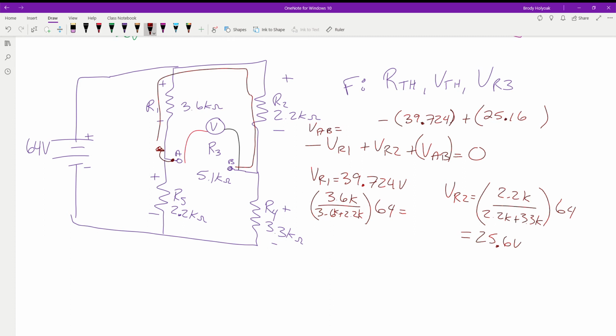Yes. So AB. So we are measuring it in this way. Okay. So now that we have this, we have to solve for our AB voltage.